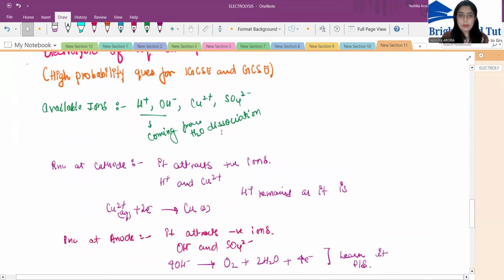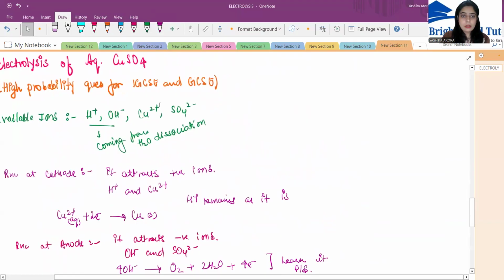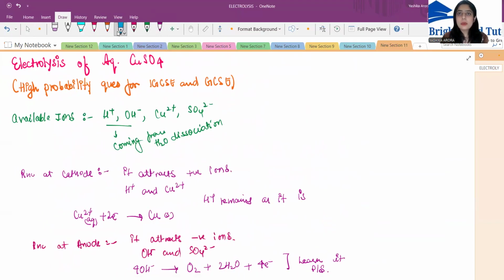Now look at the observation part. What observations are there? Copper sulfate is blue in color. So what happens after you do the electrolysis? The blue color is gone because you no longer have copper available in the solution. You have sulfate ions and H plus ions left. OH changes to oxygen and copper 2 plus changes to copper solid. So the blue color disappears. And then there will be effervescence or bubbling at the anode. Why? Because at the anode, O2 gas is getting liberated. If O2 gas is liberated at the anode, you will observe effervescence or bubbling.